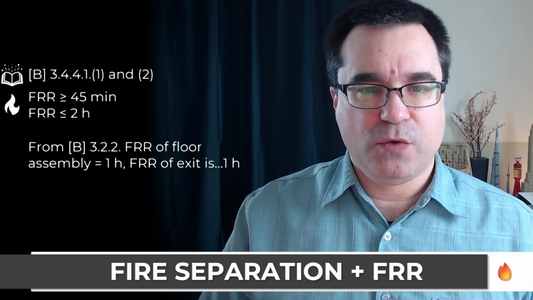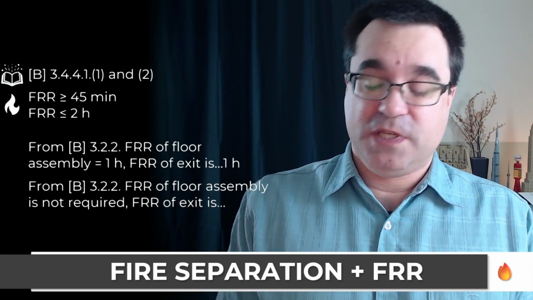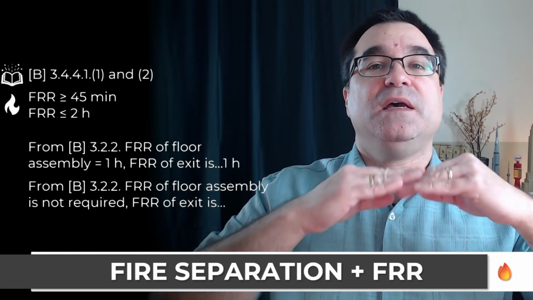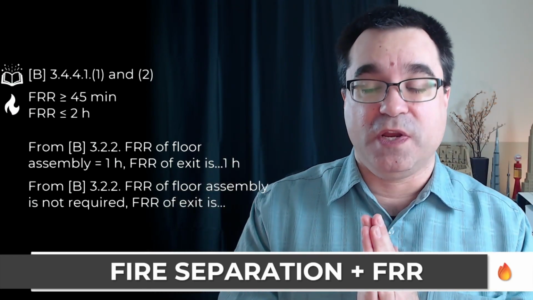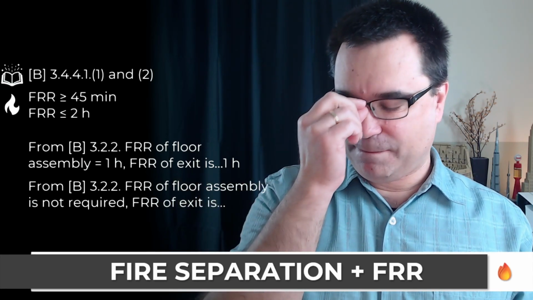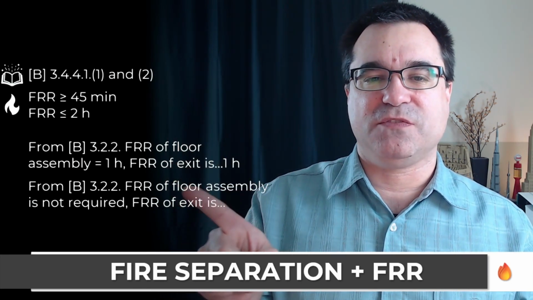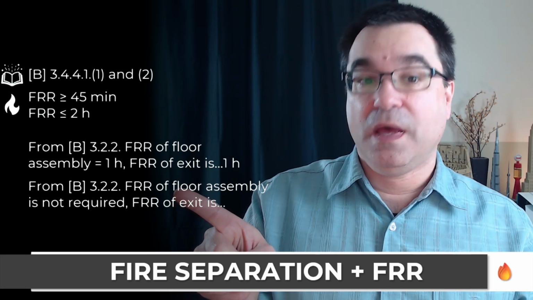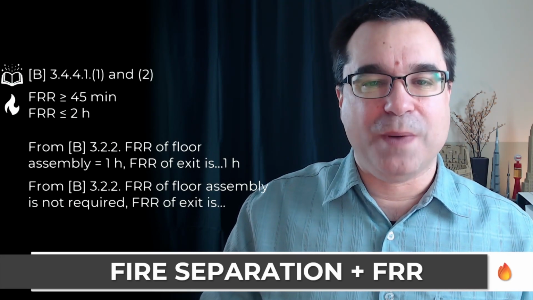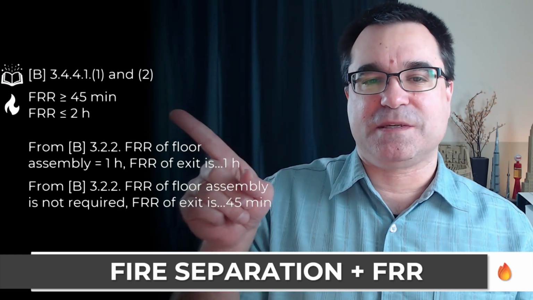Okay, let's try one more. Let's say from subsection 3.2.2 in Division B of the Ontario Building Code, we figured out that the fire resistance rating of the floor assembly is 0. There's no fire resistance rating required. What is going to be the fire resistance rating then of the exit? Okay, so I'm going to remember these 3 conditions. The first one is that it needs to be the same as the floor. Oh, so 0. But it cannot be less than 45 and need not be more than 2. So what must it be? 45 minutes, right? It can't be less than 45 minutes.